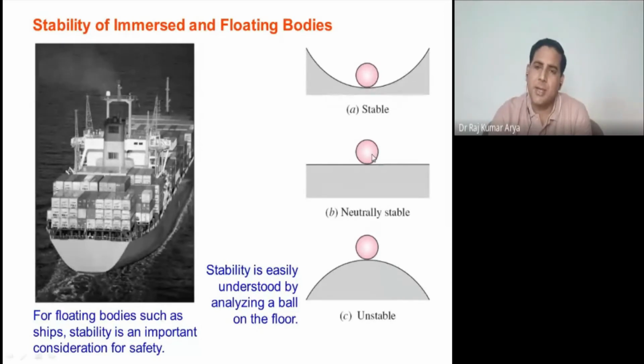Now in part B, you have a flat surface and the same ball. If you move it to the next position, it will not come back to the original position. It will be stable in its new position. It will not be stable only in its original one, because till then it will keep on vibrating. Now this one will rest in the new position. It will not come back. This is called the neutrally stable condition. It will be happy in the new place.